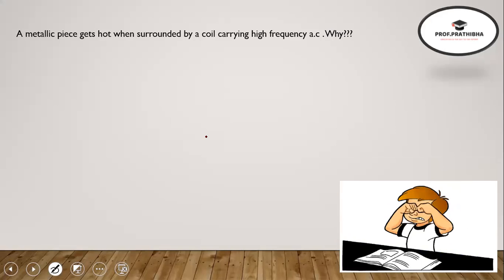Okay, the last one now before the MCQs. A metallic piece gets hot when surrounded by a coil carrying high frequency AC. Why? A metallic piece gets hot when surrounded by a coil carrying high frequency AC. Why?